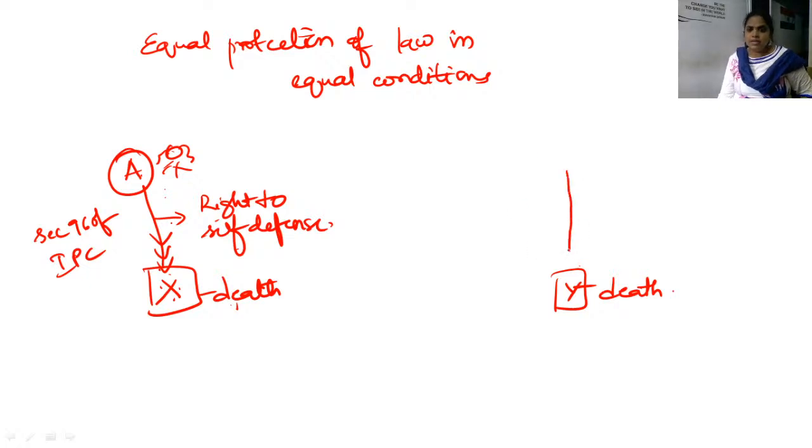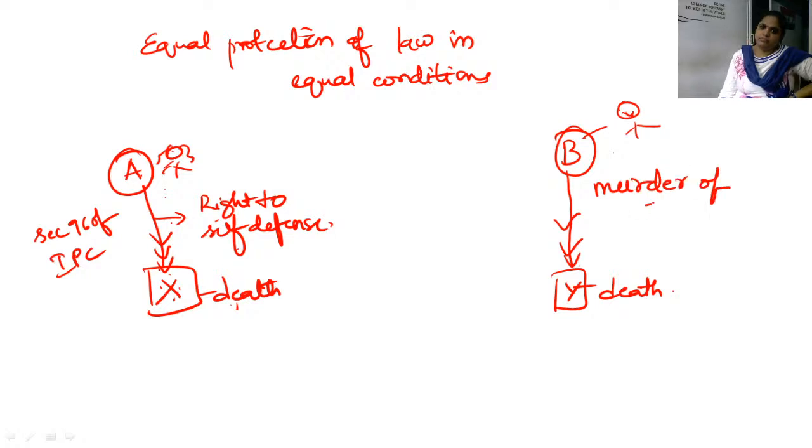Now Y has also died because of B, the boy. B is the reason for Y's death, and what B committed is the murder of Y. Murder of Y is punishable under Sections 302 and 303 of the IPC.